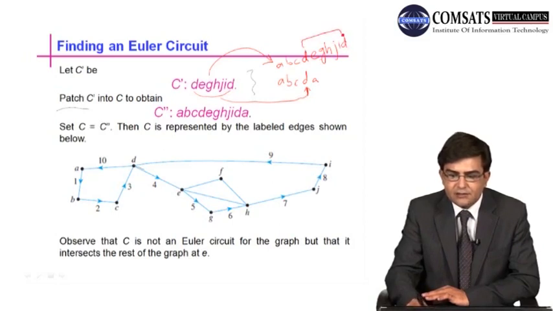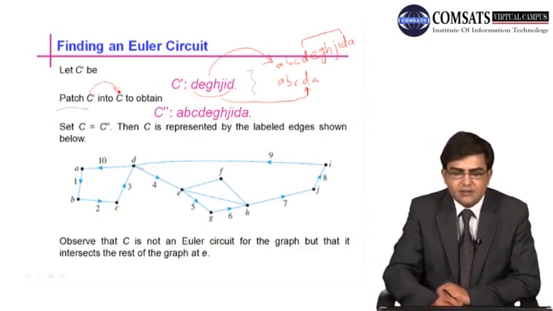Now suppose this is D to D, and here after D we have A, so we write A here. Now this is how we patch up C dash into C.